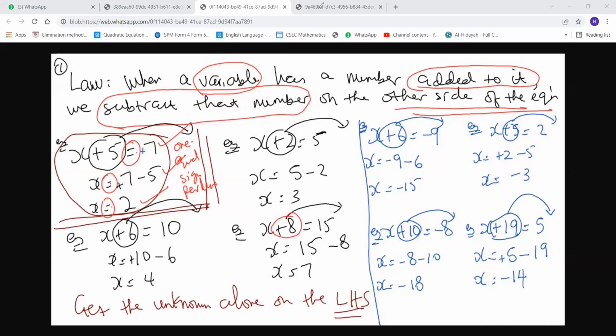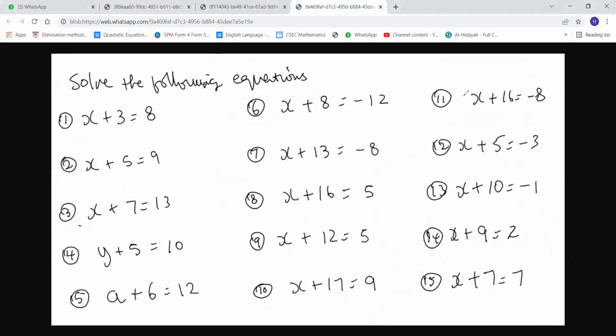Last day we looked at many examples. We just want to cover back a few today, so let me do 4 examples quickly. First one: when a variable has a number added to it, we subtract that number on the other side of the equation. So x is equal to 8 subtract 3, x is equal to 5. 5 plus 3 is 8. You can double check it if you want.